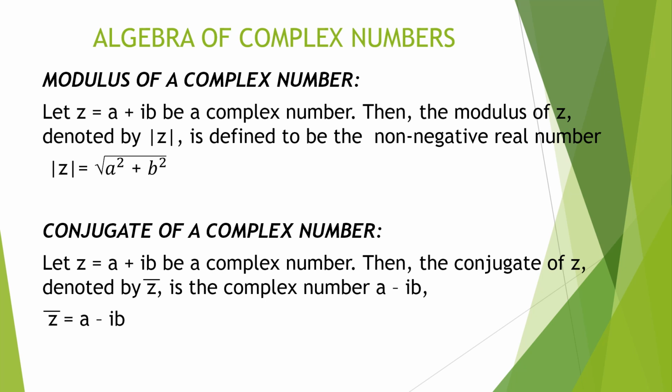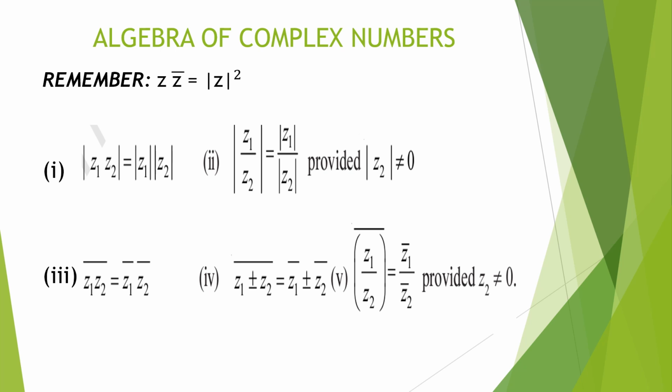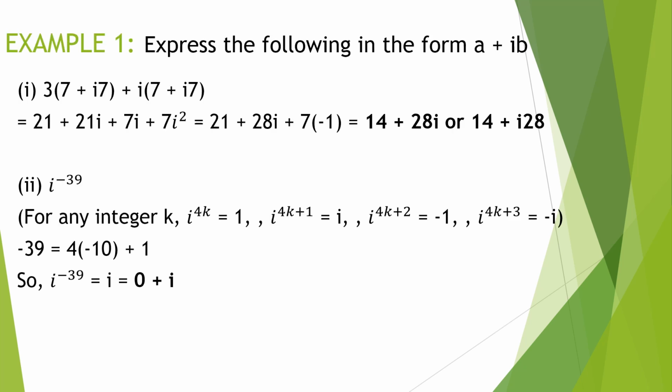Conjugate of a complex number. If z = a + ib is a complex number, then the conjugate of z is denoted by z bar, and it is the complex number a minus ib. That means if z is a + ib, z bar is a - ib. Now from the previous definition, always remember that z times z bar will give you mod z square. So z z bar is equal to mod z square. And the given identities will always hold for the modulus and conjugate. Now we start with the examples.